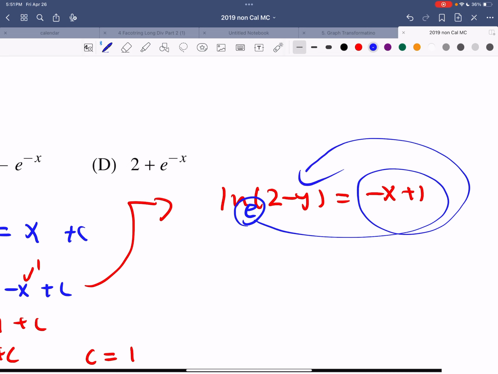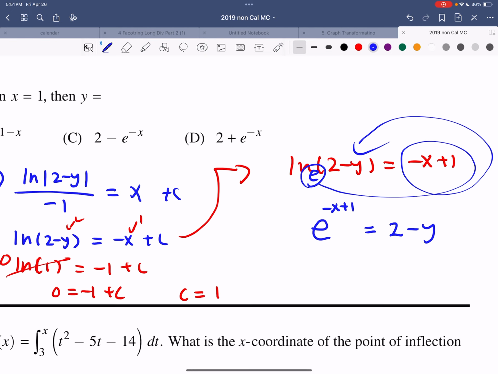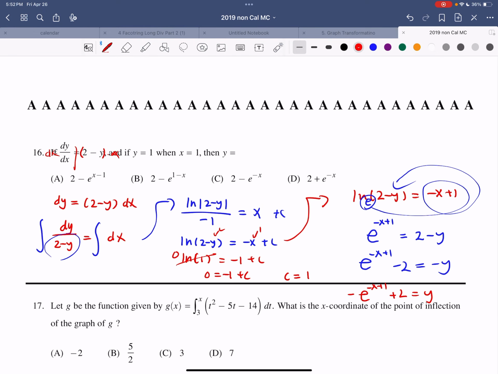Beautiful curve. Do you remember this? e to the -x plus 1 power is equal to 2 minus y. And the only thing you actually have to do is solve for this. So it's the same thing as e to the -x plus 1 minus 2 is equal to -y. If you divide by -1 on both sides, it's the same thing as -e to the -x plus 1 plus 2 is equal to y, or 2 minus e to the -x plus 1 equals y.